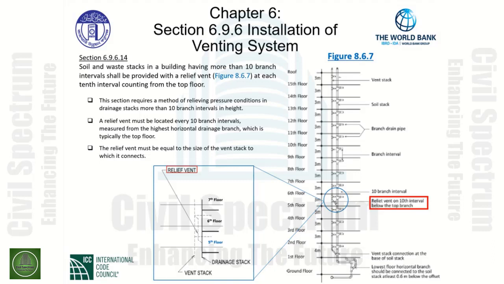As indicated in the enlarged plan, we can see that this occurs between the 5th floor and the 6th floor. The relief vent is properly piped in to allow this method of relieving pressure conditions in this particular application. And in each case, if this was a higher building, we would need this relief vent at every 10 branch intervals accordingly.